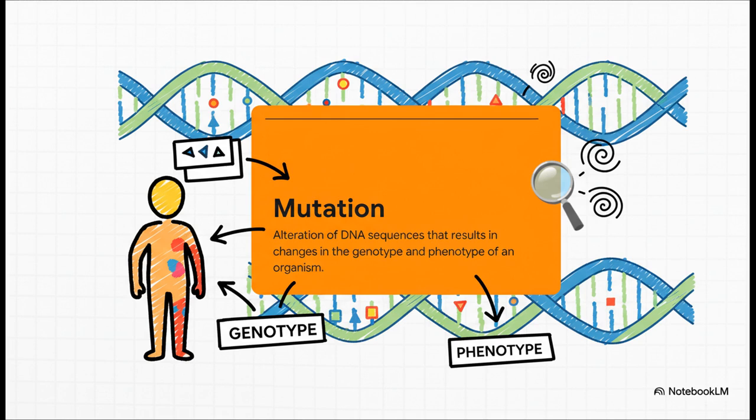Think of the genotype as the specific genetic code written in the instruction manual. A mutation changes that code. The phenotype is what you can actually see, the physical traits that result from that code. This one process is the engine behind everything, from genetic diversity to disease.